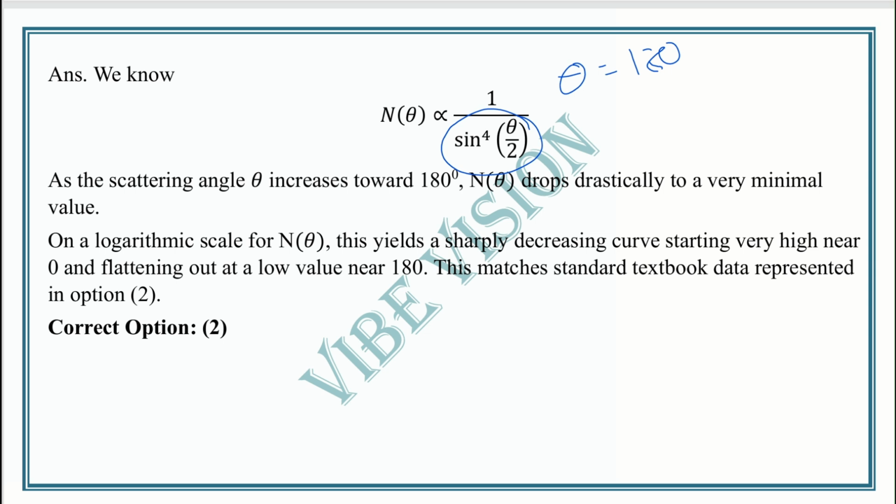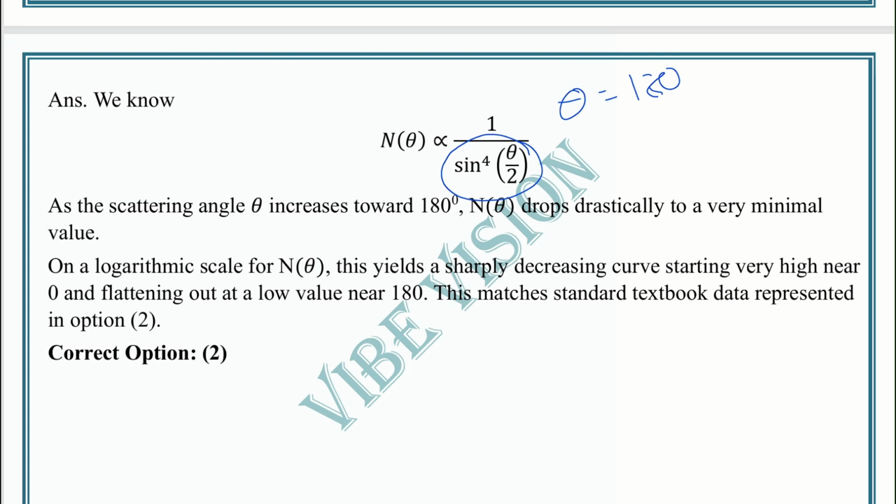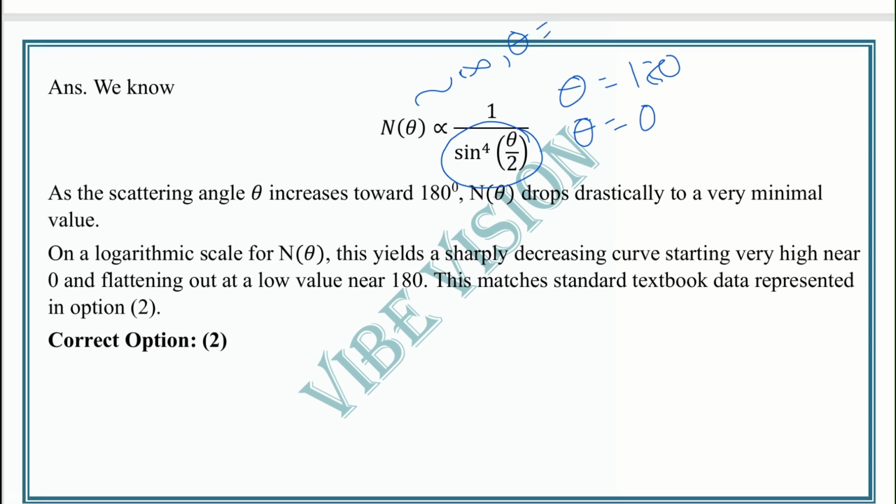As you can see, N(theta) is directly proportional to 1 by sine to the power 4 of theta by 2. So I consider when theta equals 0, then sine of theta by 2 is also 0, then sine to the power 4 is also 0. That means N(theta) is nearly infinite, a very large number, when theta equals 0.